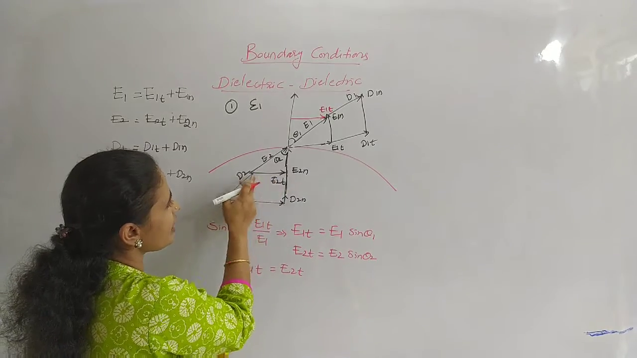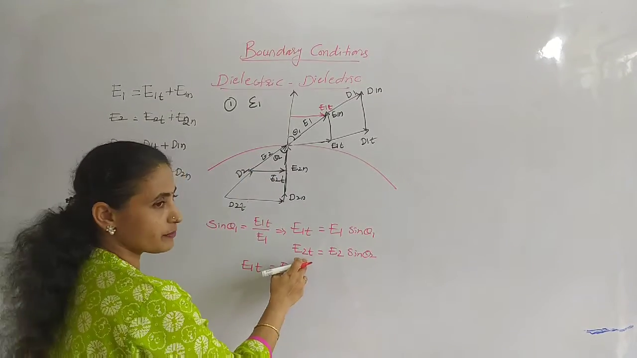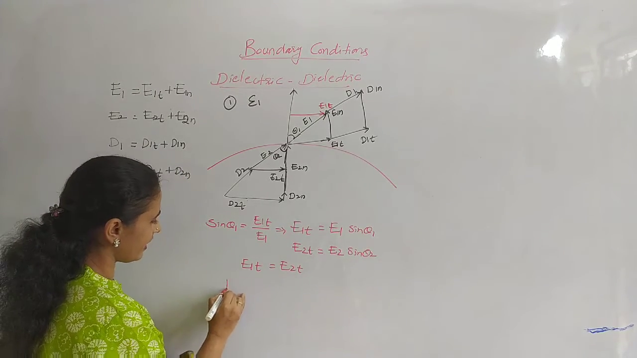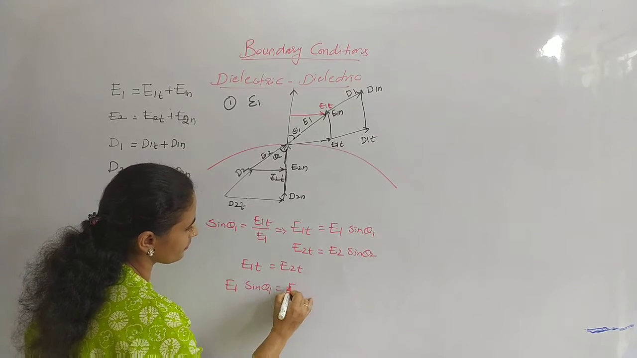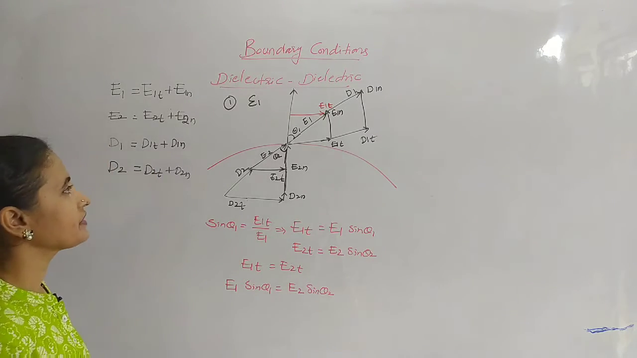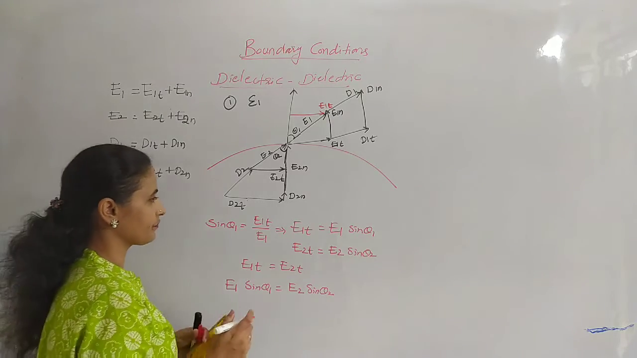to the opposite side. The opposite side is the tangential component, and the hypotenuse is E2. From this you will get E2t. Since these two are the same, I can also write E1 sin theta 1 is equal to E2 sin theta 2. Okay. In the same way, let us obtain the cos theta.